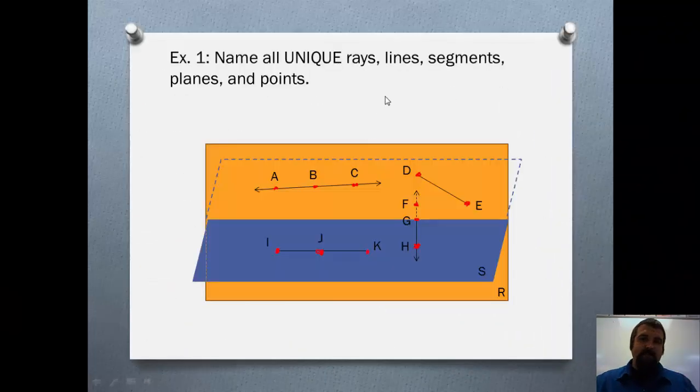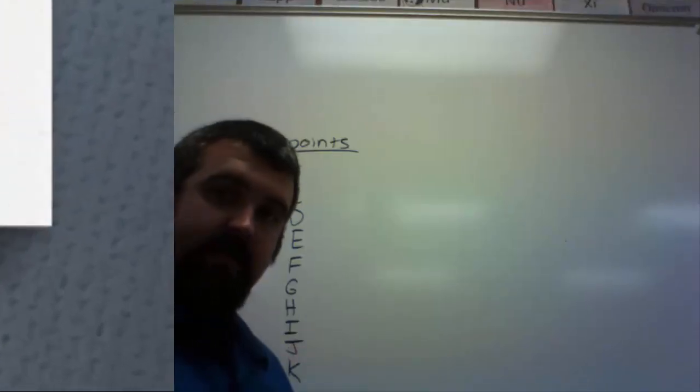The very first example you will see: name all unique rays, lines, segments, planes, and points. So I'm only asking for one name each. What are they? All right, something like this, you're going to want to start at one point, or something along those lines. Let's start with just points. What points do I have? Those are all of its unique points.